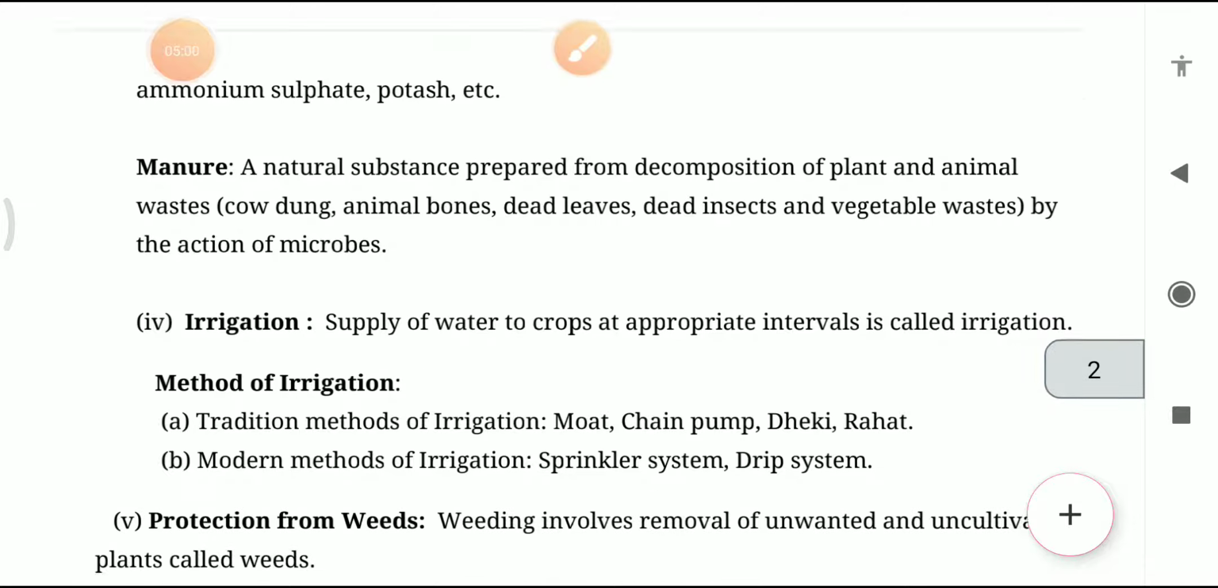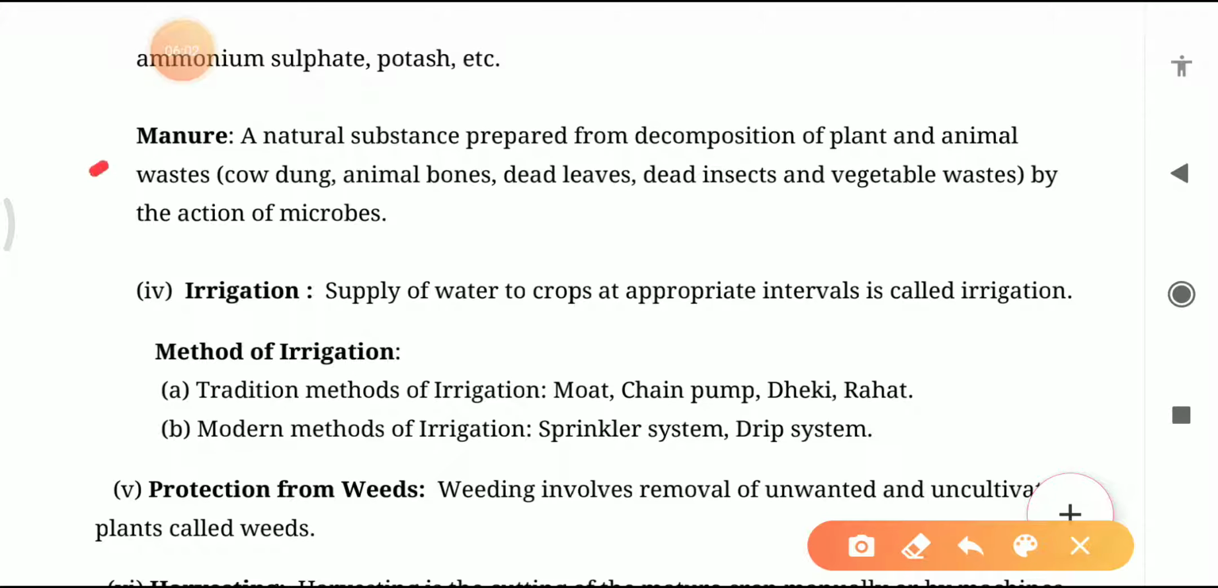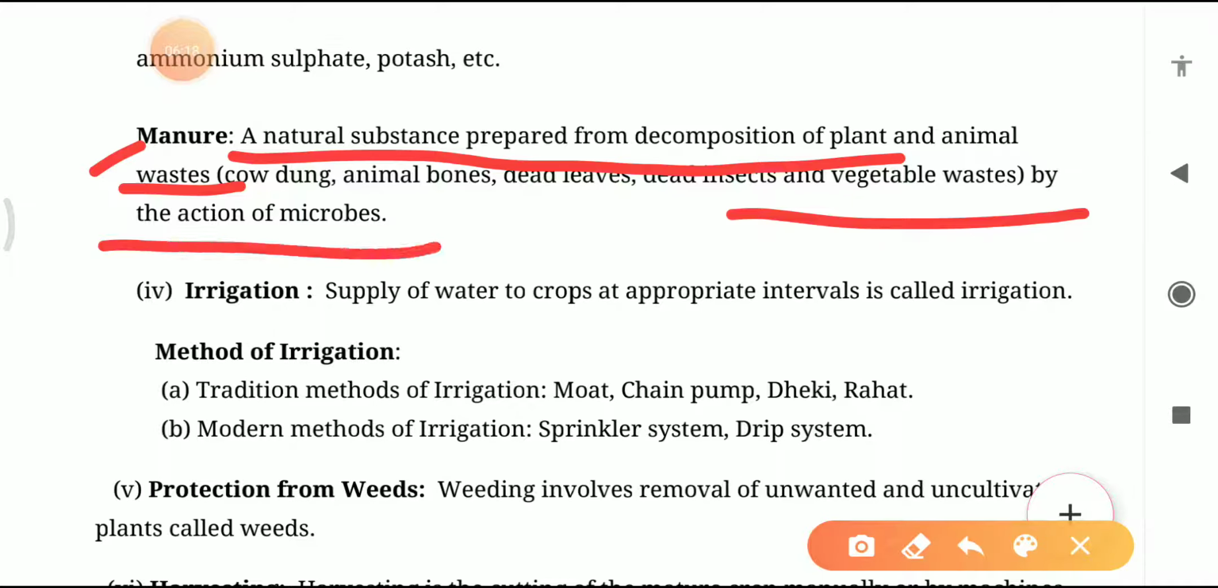Now manure. I told you, this one is a natural substance prepared from the decomposition of plant and animal waste, cow dung, animal bones, leaves, all of this, by the action of microbes. By the action of microbes, I mean bacteria or microorganisms help in the decomposition of plant and animal waste.